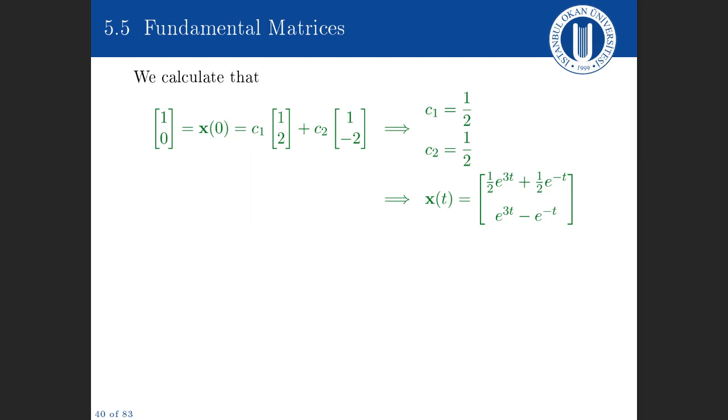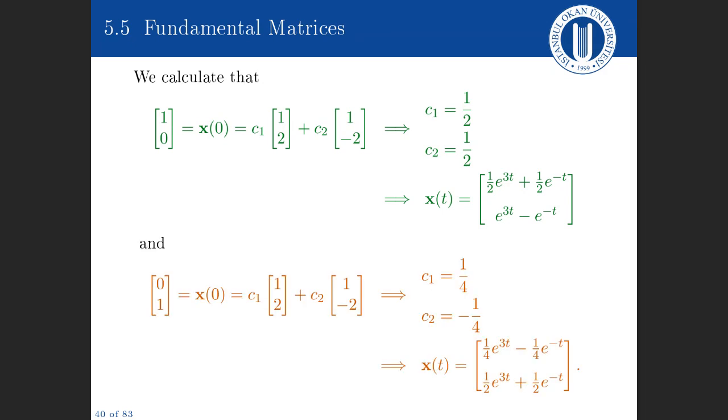We need x at time 0 to be (1, 0). We need to find the C1 and the C2 which satisfy this, and I'll leave it for you to check. We need C1 as a half and C2 is also a half. So our first function is going to be a half e to the power 3t plus a half e to the power minus t, e to the power 3t minus e to the power minus t. This is going to be the left column of our special fundamental matrix.